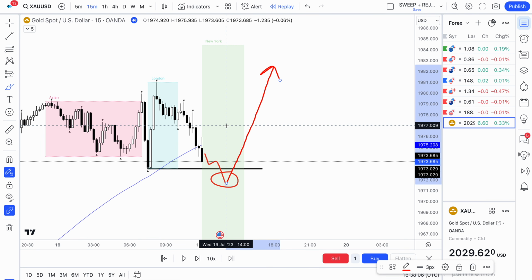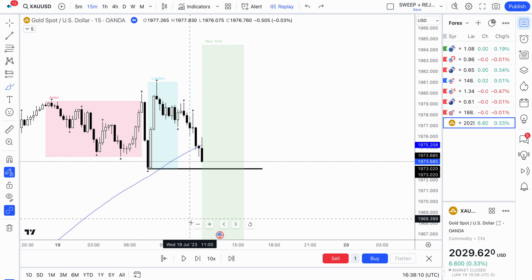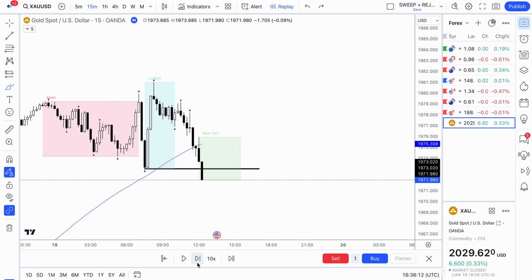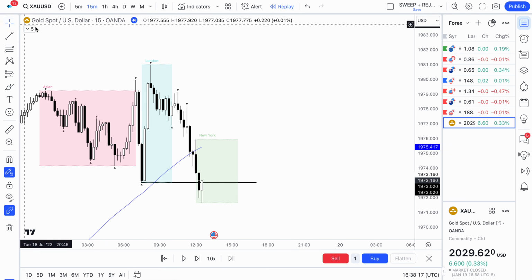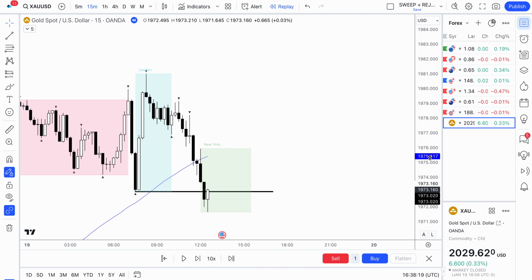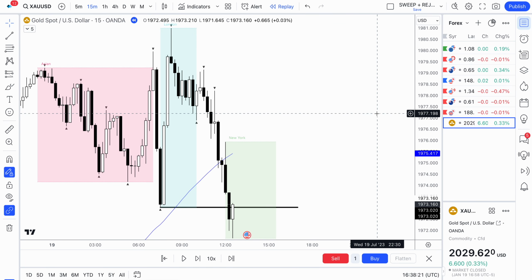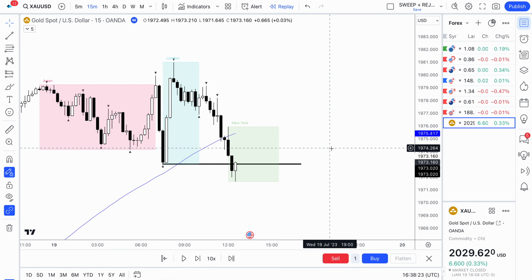If you can't see that, then you probably are the liquidity and you're probably going to get wrecked in the markets. So let's play this on. Okay, so we've swept the London session low here. Let's zoom in, make this very, very clear. Okay, so we've ran the low.